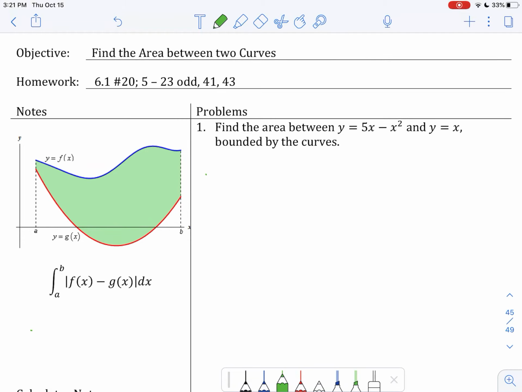All right, so we're going to start in chapter 6 talking about how to find the area between two curves. So get yourself ready for notes and we're going to get started.